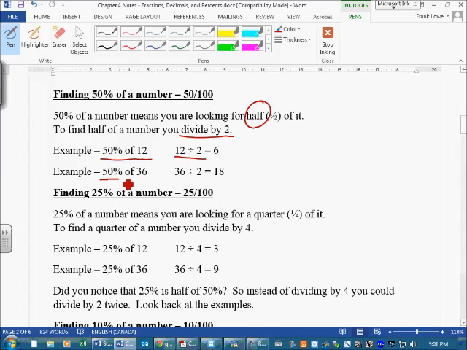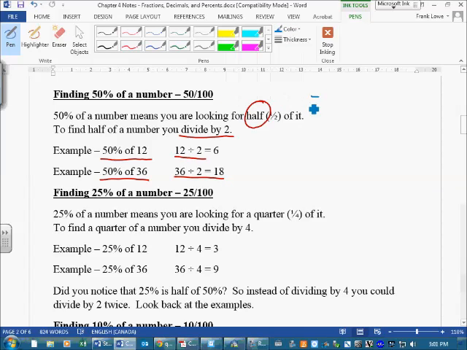Another example, we've got 50% of 36. That means you're going to take 36 and divide it by 2. And if you did that, you should get 18. Okay. We're going to do some practice with these. So actually, let's do some practice with it right now. Let's do some finding 50% of a number.